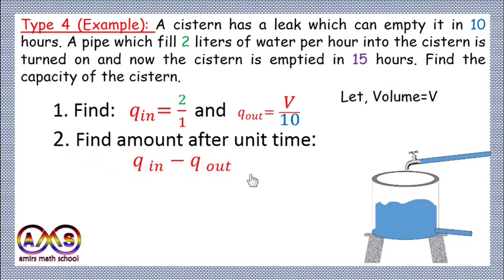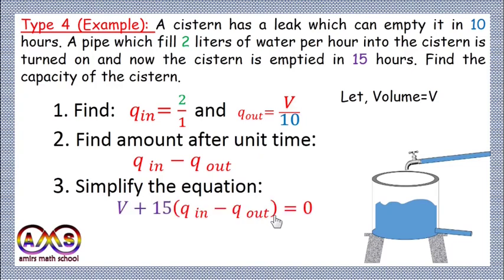So the amount after unit time is Q in minus Q out, and the final equation as previously is V plus 15 into Q in minus Q out, which is equal to 0. When the pipe for flow in and the leak for flow out are both open, it requires 15 hours to empty the tank. So 15 into Q in minus Q out, if we add this to the full volume of the tank, gives the final value, that is, finally the tank is empty. So V plus 15 into Q in minus Q out is equal to 0.